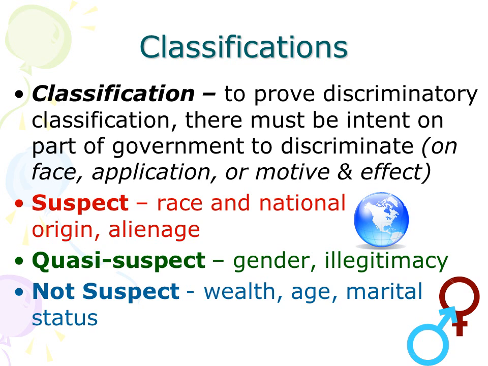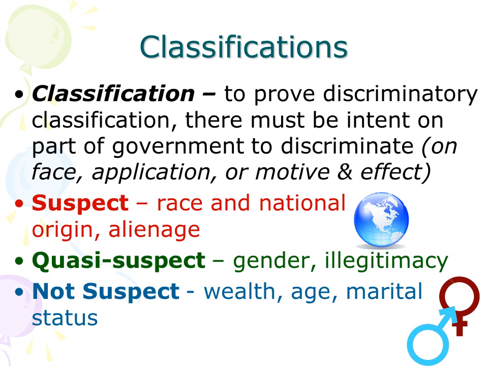Suspect classes. The court has found race, national origin, and alienage to be suspect classes. That means that they're going to require strict scrutiny. Quasi-suspect classes require only intermediate scrutiny, and this is gender and illegitimacy. Everything else only gets rational basis review because they are non-suspect classes.